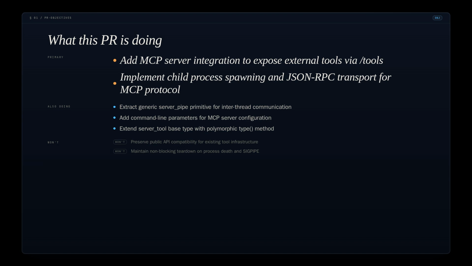Along the way, it extracts a reusable pipe primitive, adds command line flags for configuration, and extends the toolbase class with polymorphic type identification. Two constraints are respected. The existing tool API stays compatible, and the server maintains non-blocking teardown even when child processes die unexpectedly.